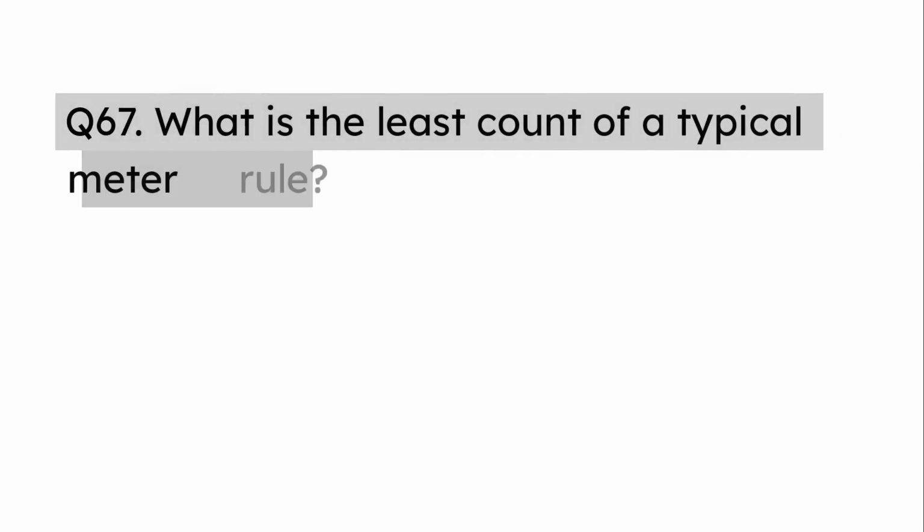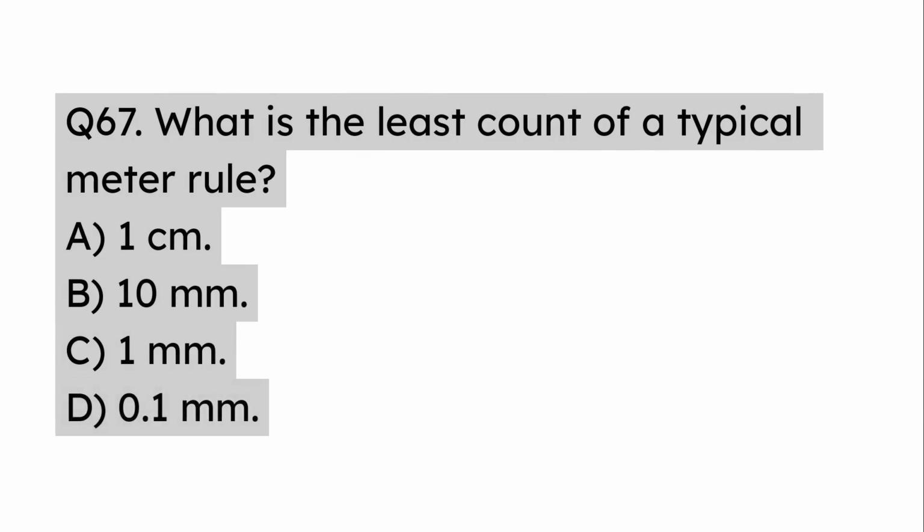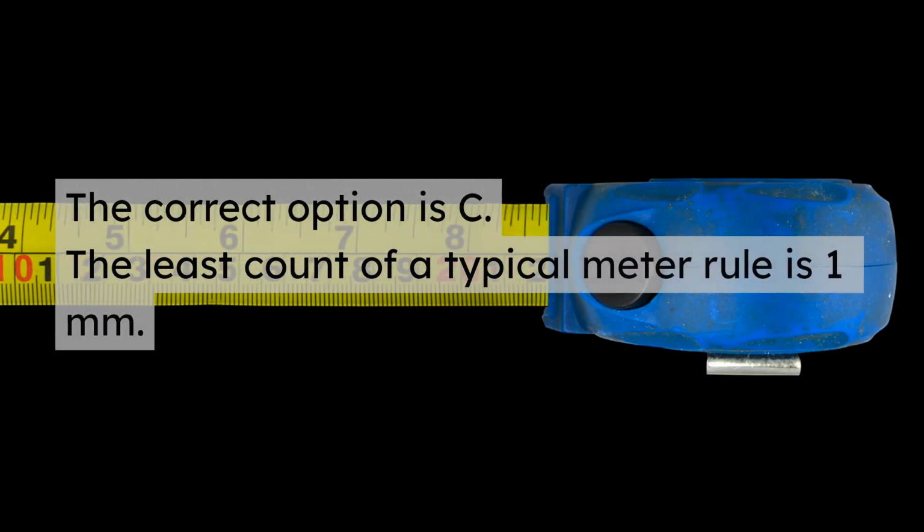Q67. What is the least count of a typical meter rule? A. 1 cm. B. 10 mm. C. 1 mm. D. 0.1 mm. The correct option is C. The least count of a typical meter rule is 1 mm.